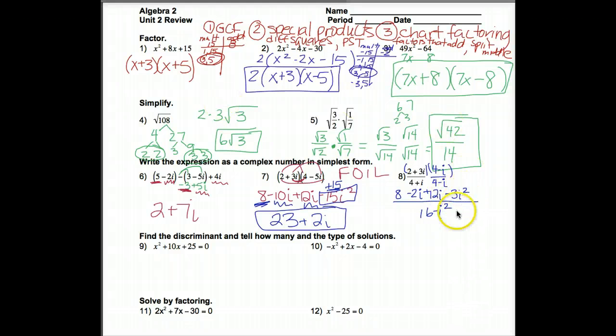So now combine your like terms and take these i squareds and turn them into their plain number equivalents. So minus i squared is really like a plus 1. Minus 3i squared is really like a plus 3. So 8 plus 3 is 11. Negative 2i plus 12i is 10i. And 16 plus 1 is 17. And there are no common factors between those three terms, so that means that I am finished. 11 plus 10i over 17 is my answer.